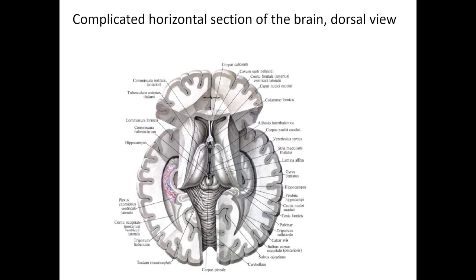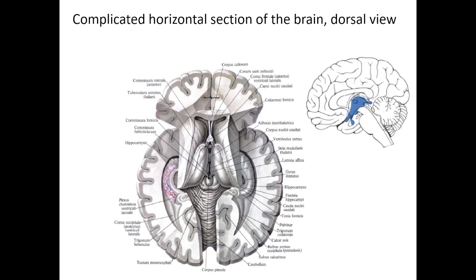Now we see complicated horizontal section of the brain, dorsal view. So why is the section complicated? Because to prepare such a specimen, you need to make 2 horizontal sections. First of them is lower layer. It passes through the temporal lobe and occipital lobe. Due to this section, we can see both lateral ventricles, the left one and right one.